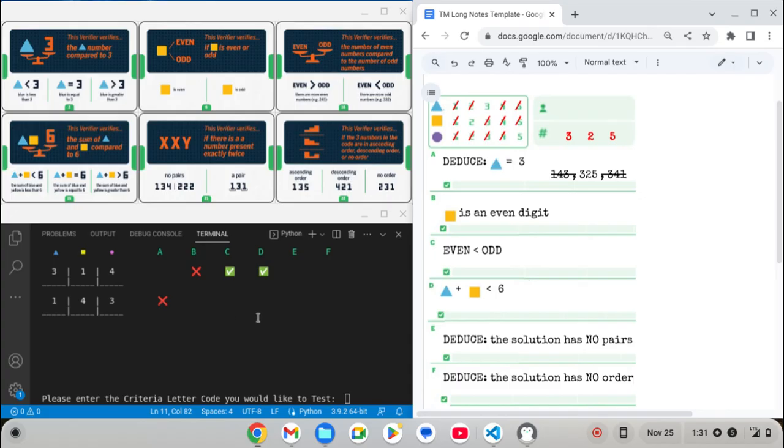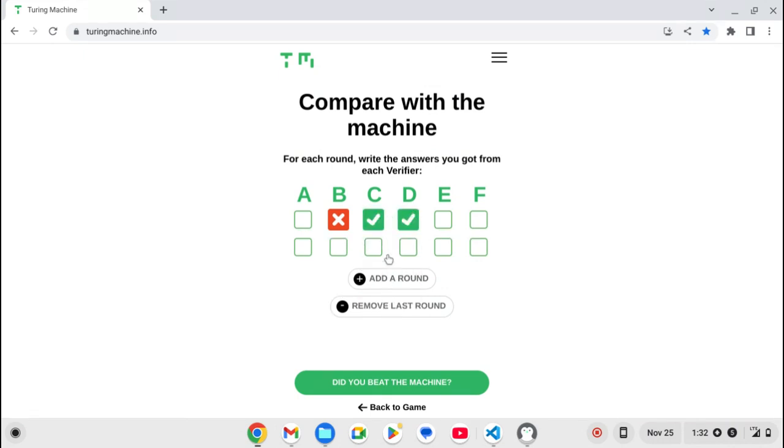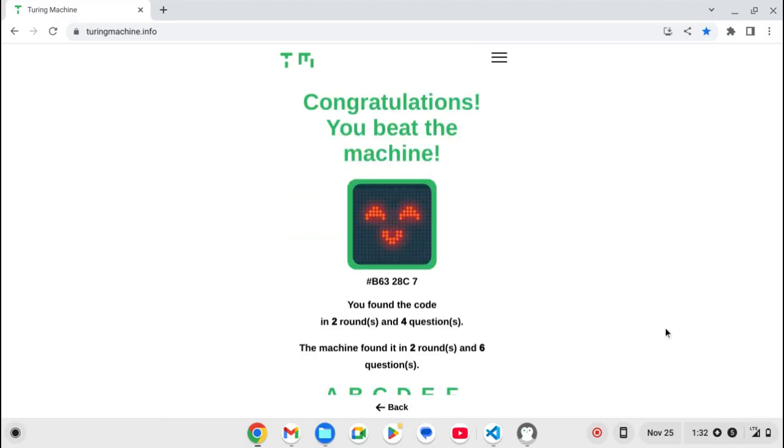Amazing. So we did B, C, D in the first round and A in the second round, and we deduced outright E and F. So let's go ahead and type that up. So B, C, D, B was incorrect, C and D were both correct, and A was incorrect. So, okay, fantastic. So we beat the Turing machine by 2 questions.